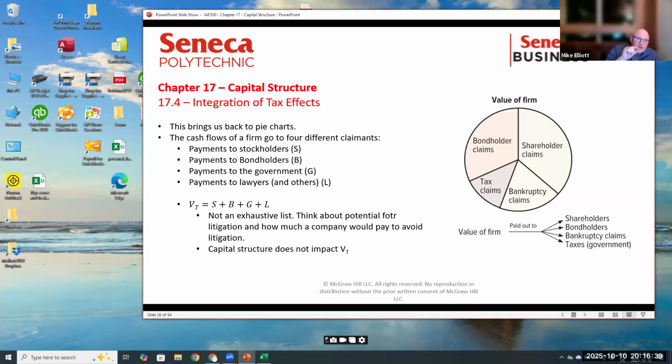Notice that when I say the value of the firm is equal to what we owe the stockholders, what we owe the bondholders, what we owe the government, what we owe the legal, there's no discussion of capital structure. Because if we go back to Modigliani and Miller, the capital structure is not going to impact the value of the firm. We know that. We've proved it. So we can get rid of that. We don't care anymore. It's not an exhaustive list, but we know that the value of the firm is a combination of the claims against the firm.